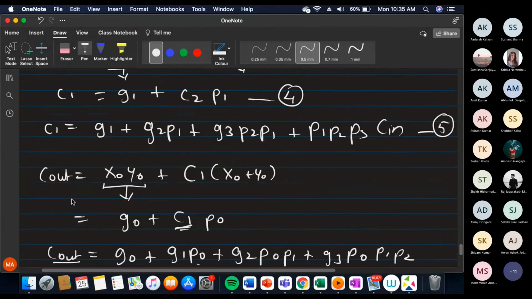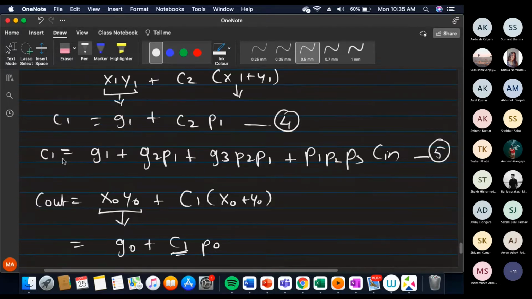Similarly, in order to generate C1, I'll require again G1, G2, P1, G3, P2, P3, and C in. Those are all things that I have in the inputs. So that means I don't require the other carry in order to generate my C1. I can calculate the C1 without taking into consideration the previous carry. Is that clear?